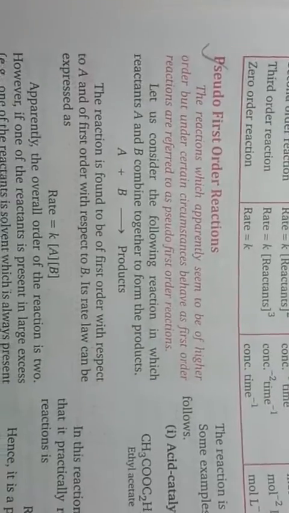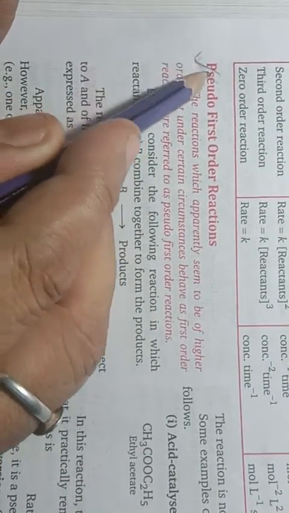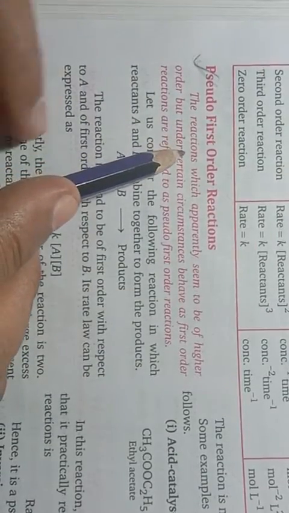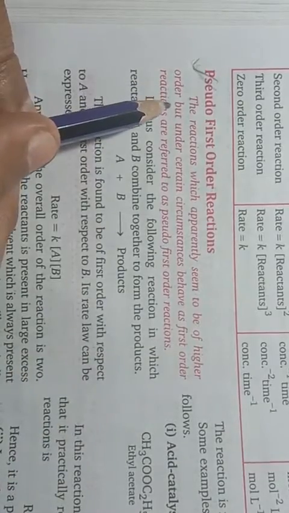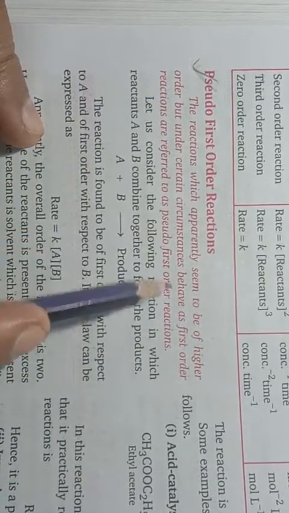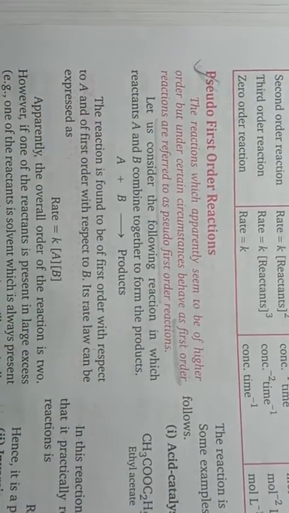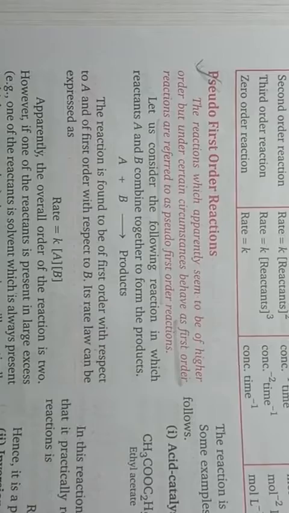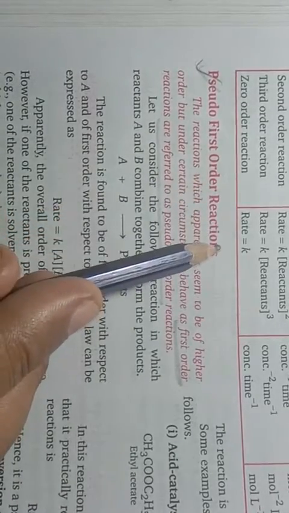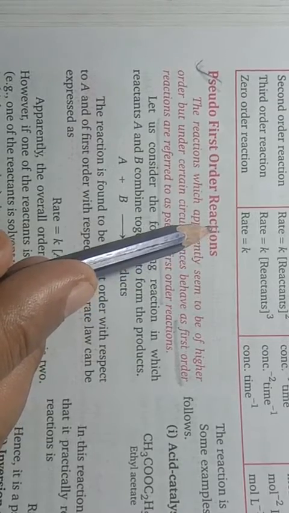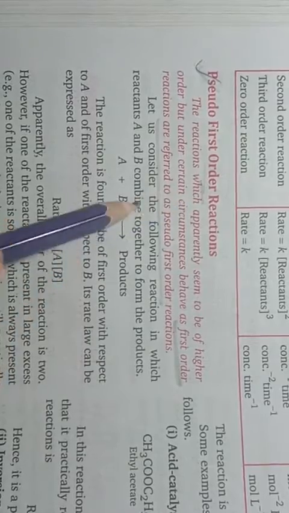Fractional order reaction. Pseudo first order reaction. Important reactions, short notes can be asked from here. The reactions which apparently seem to be of higher order but under certain circumstances behave as first order reactions are known as pseudo first order reactions. So such reactions which are of some other higher order but appear as first order reactions are known as pseudo first order reactions.